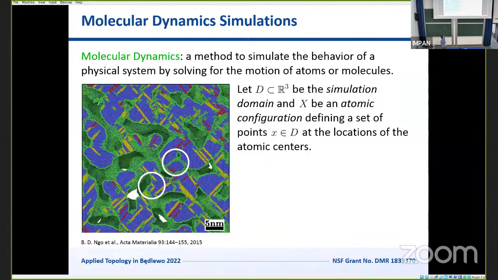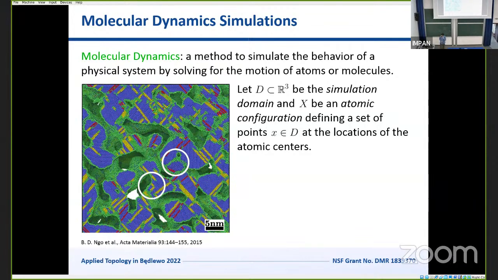And I'm going to talk about the atomic configuration as being X, capital X. So it's going to be the set of all my atomic coordinates, right? The triplets, the X, Y, and Z coordinates of the atoms that are inside this domain. And I'm going to talk about the locations of each atom as value X.